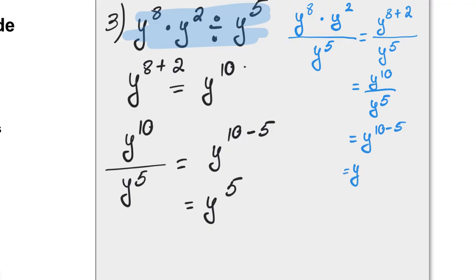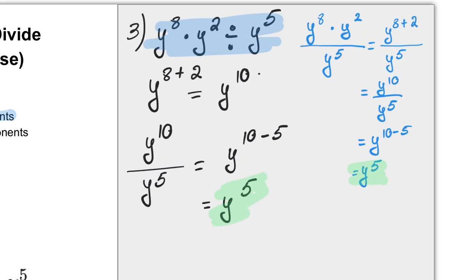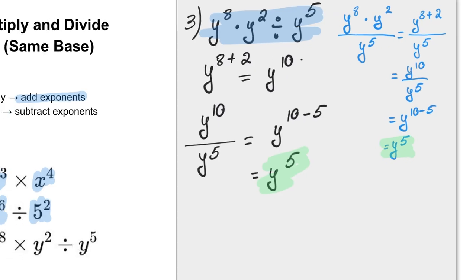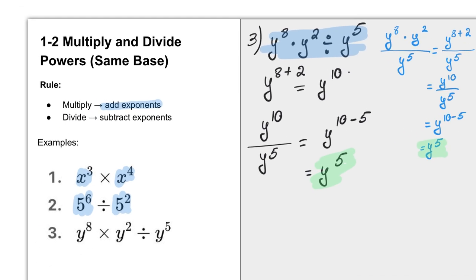And now there you have it. Y raised to 10 minus 5 equals 5. Y raised to the 5th power. As you can see, we got the same answer, but the information was organized just a little bit differently. You choose how you would want to organize your information.